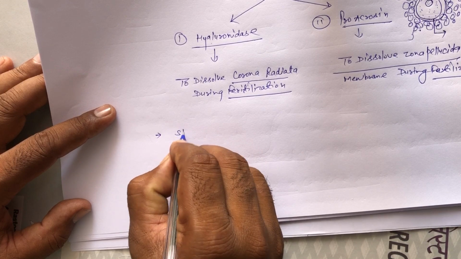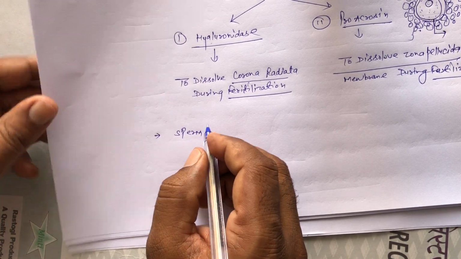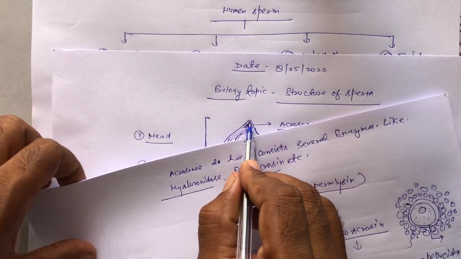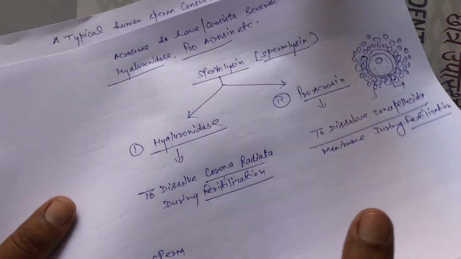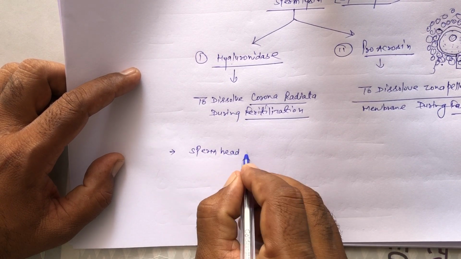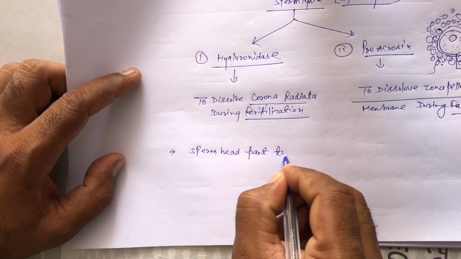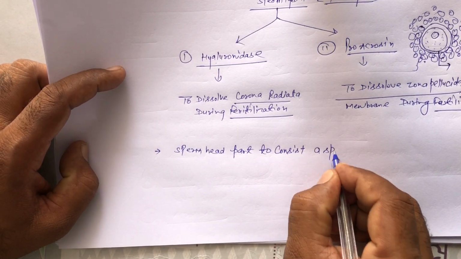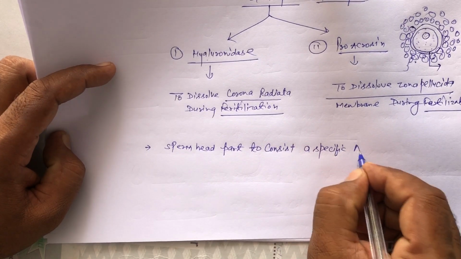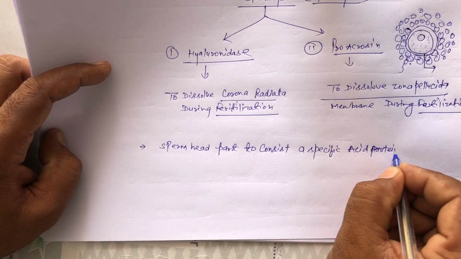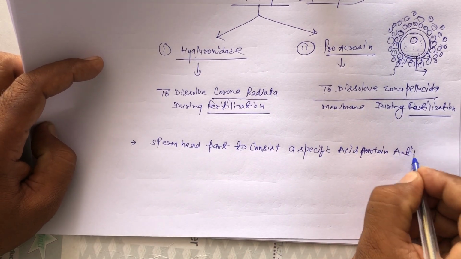Next, the sperm head part. The sperm head part consists of a specific acidic protein, acid protein, anti-fertilizing.